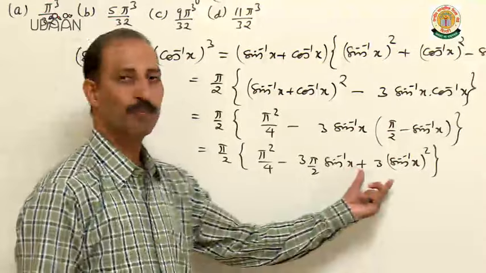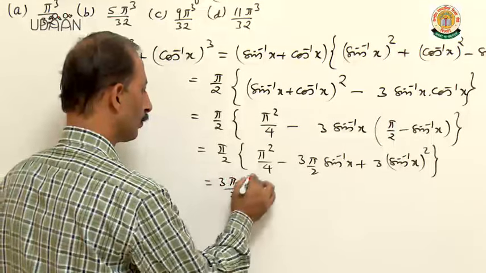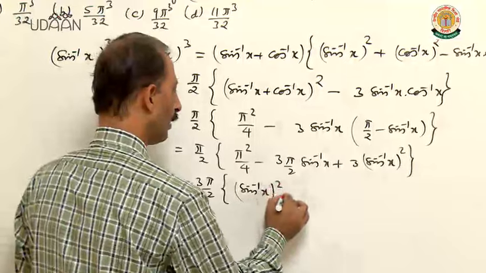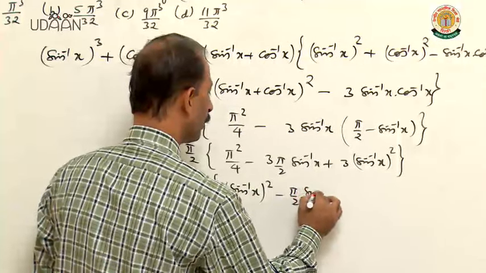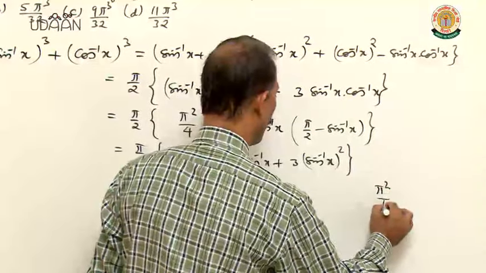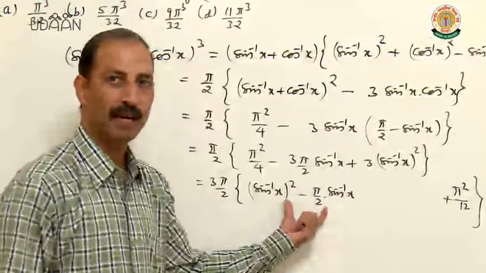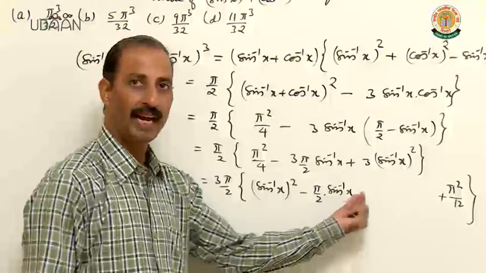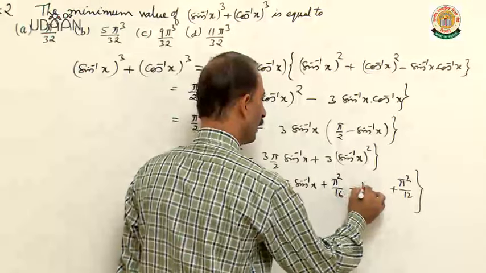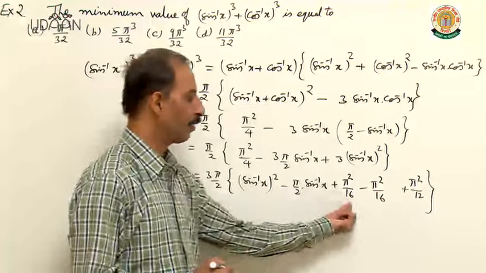Again we have to try to make a perfect square. I am taking 3 common from here. So it becomes sin inverse x whole square minus pi by 2 times sin inverse x, and this term pi square upon 12, because I have taken 3 common, I have written at last as it is. To make it a perfect square, we have to add here how much? Pi square upon 16, and subtract also. Okay. Now it becomes a perfect square.